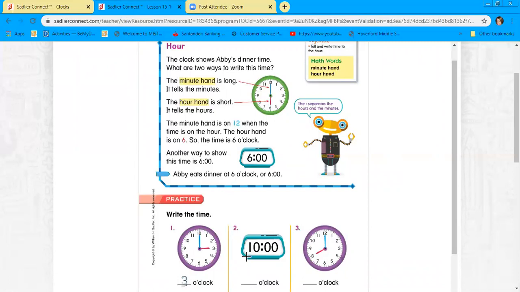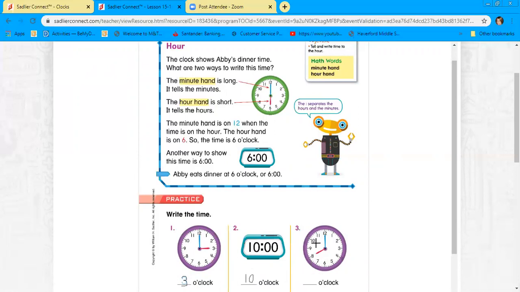So now let's look at number 2. And then we see the hour in front of the 2 dots, or colon. This tells me the hour. 0 minutes tells me it's o'clock. So I know that it is 10 o'clock. So go ahead and write the number 10 on your page.